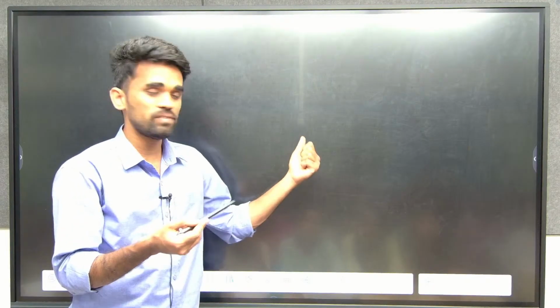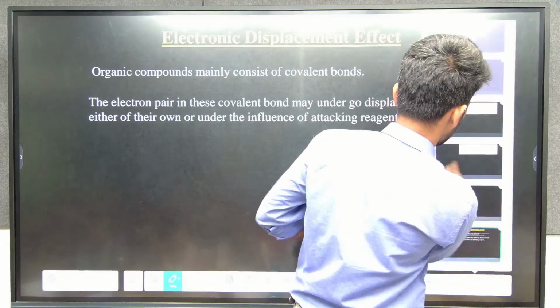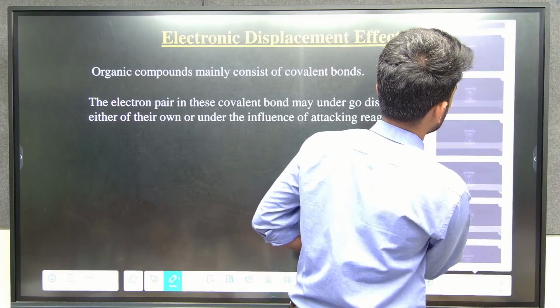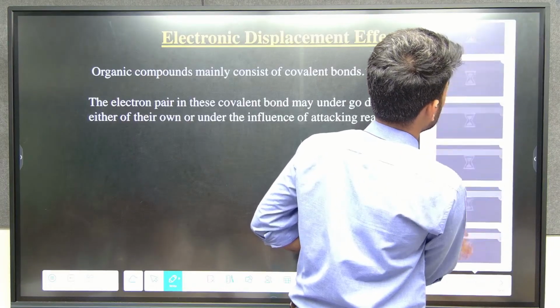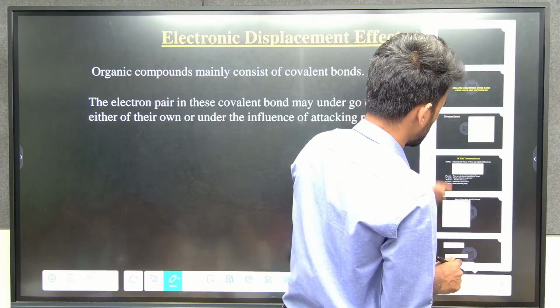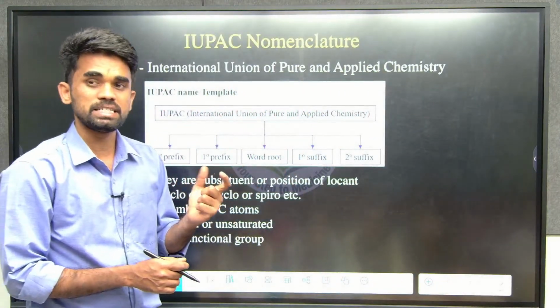Firstly, I will start with the very basics. First, organic IUPAC nomenclature. What is that framework we have? There is something called prefix, suffix, like that we have studied now. So when you are writing the IUPAC nomenclature, what to follow?